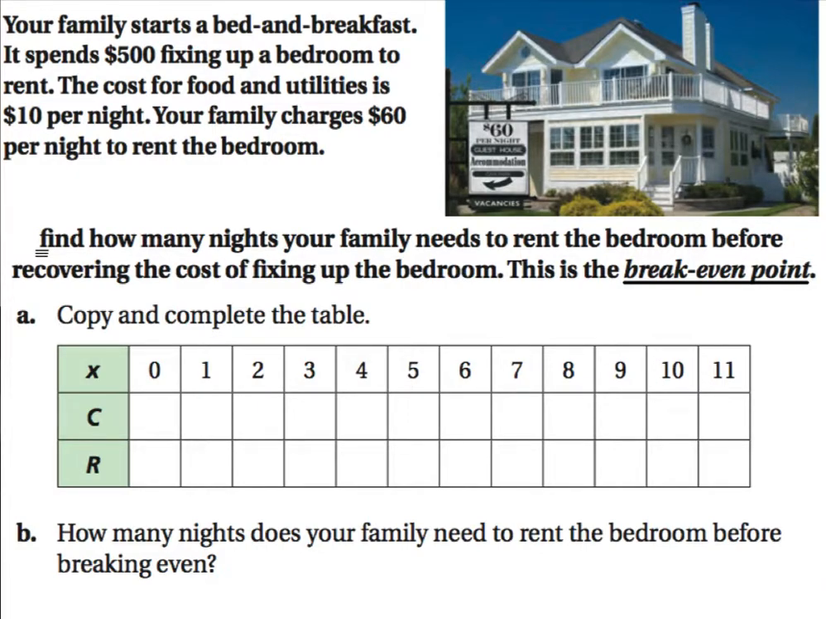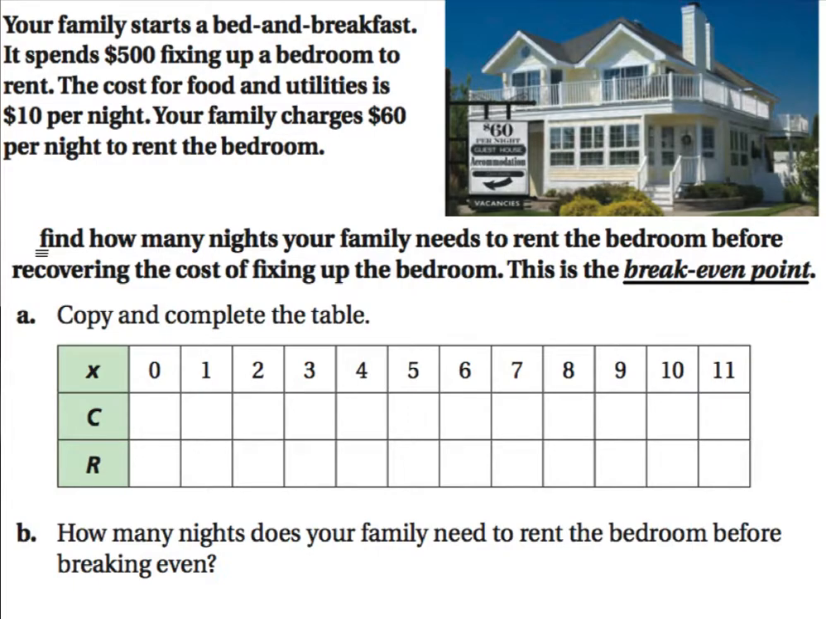Your family starts a bed and breakfast. It spends $500 fixing up a bedroom to rent. The cost for food and utilities is $10 per night. Your family charges $60 per night to rent the bedroom. Find how many nights your family needs to rent the bedroom before recovering the cost of fixing up the bedroom. This is the break-even point.